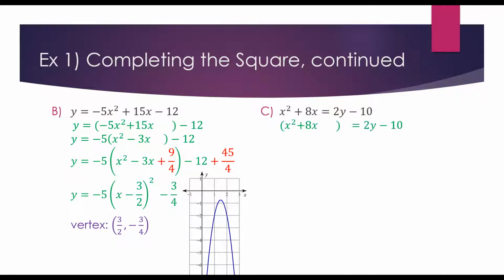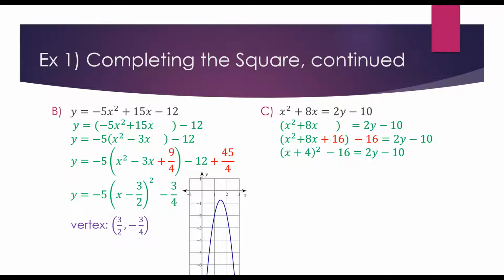So, put our x terms inside the parentheses, complete the square. Half of our b value is 8 divided by 2, 4, and 4 squared is 16. So I'm going to add 16 inside the parentheses, and there's nothing in front to multiply it by. So to balance out that plus 16, we're going to subtract 16 outside the parentheses. If we factor this, half of 8 is 4, so we're going to end up with x plus 4 squared. Then our minus 16 equals the 2y minus 10.